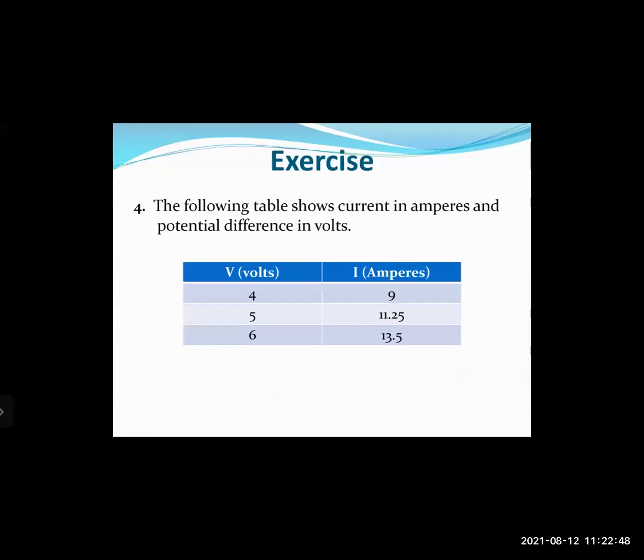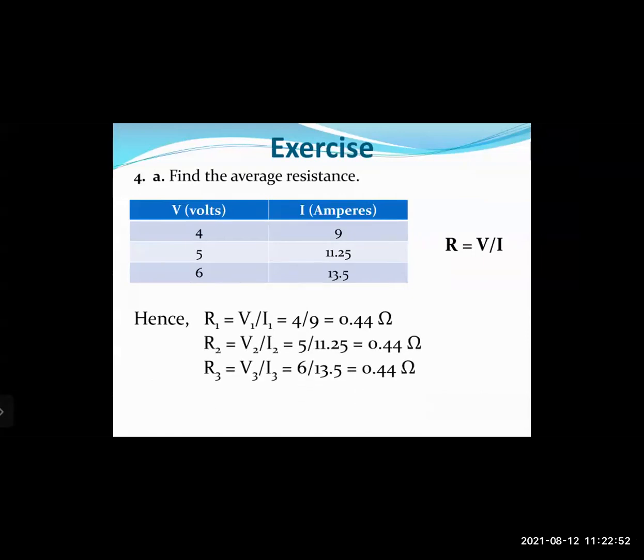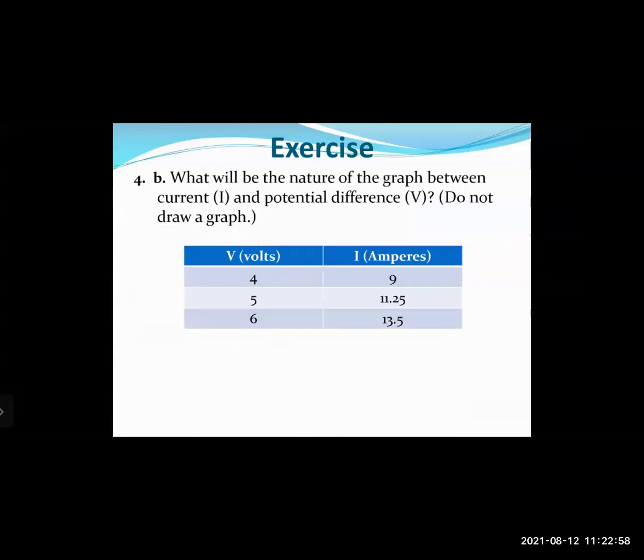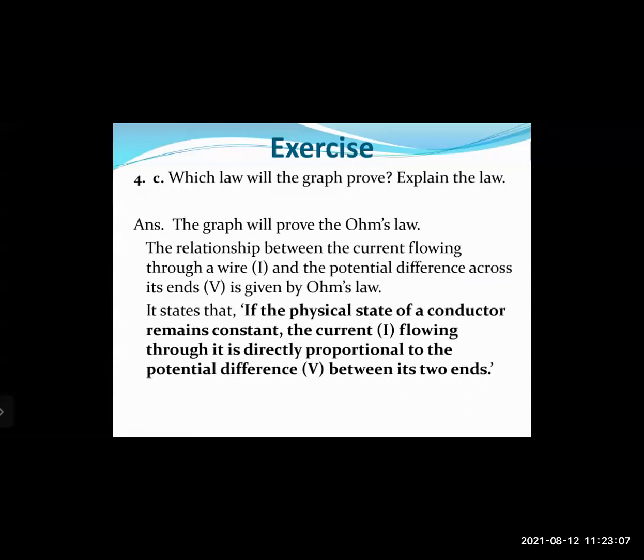Right? Then we have a table, a data-based question. So we had to find, first of all, the average current, which we calculated as 0.44 amperes. Then what will be the nature of the graph? It will be a straight line passing through the origin, right? Then which law did the graph prove? The graph will prove Ohm's law.